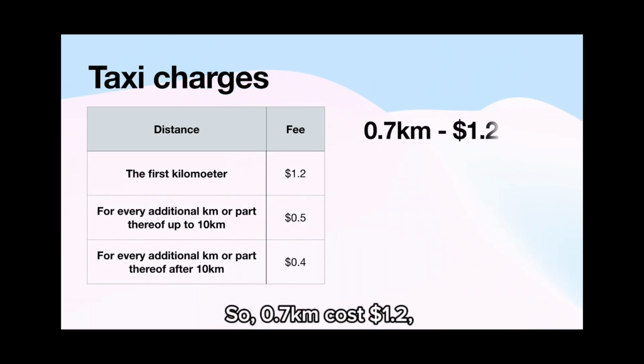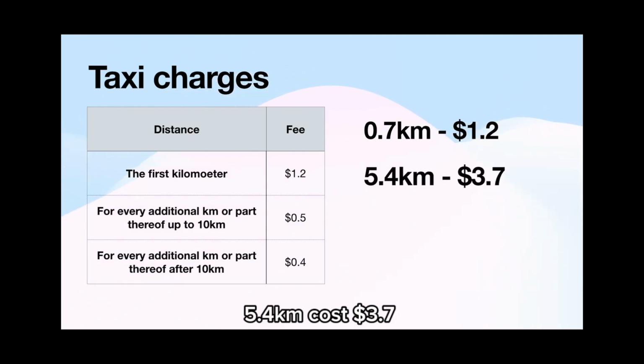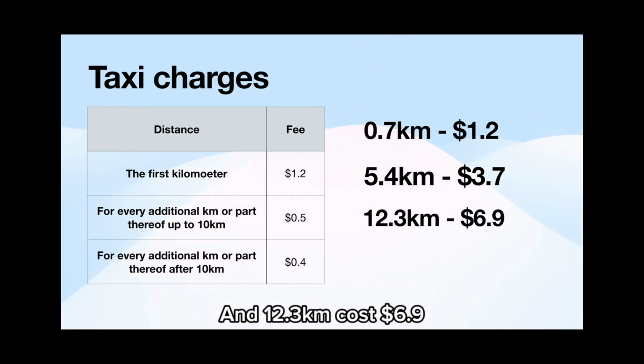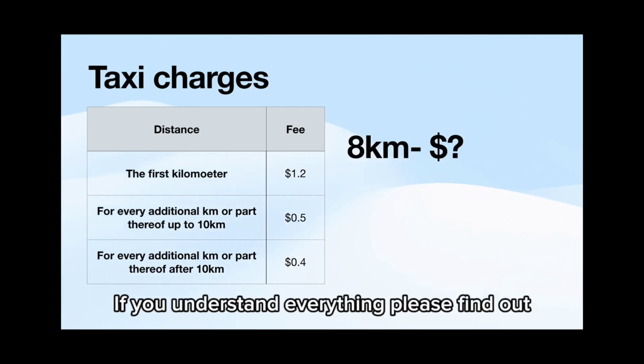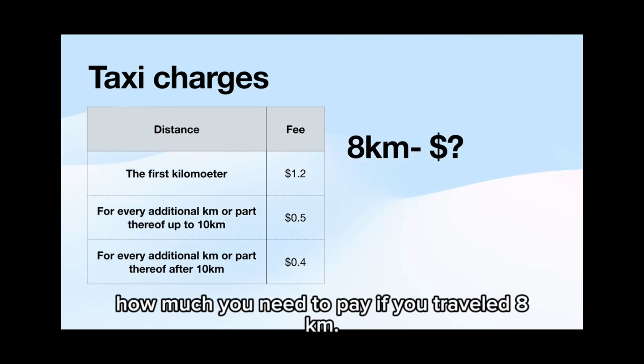So 0.7 kilometers cost $1.20. 5.4 kilometers costs $3.70, and 12.3 kilometers costs $6.90. If you understand everything, please find out how much you need to pay if you traveled 8 kilometers.